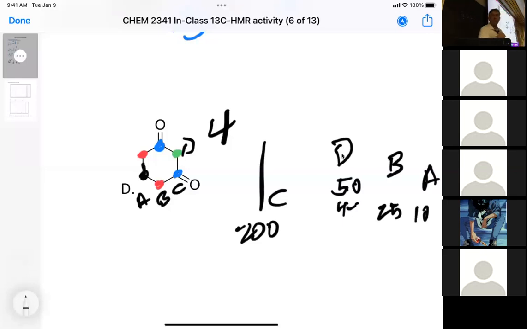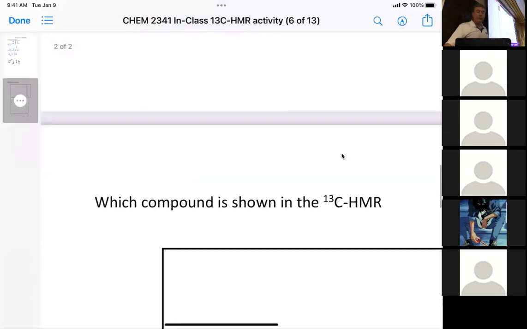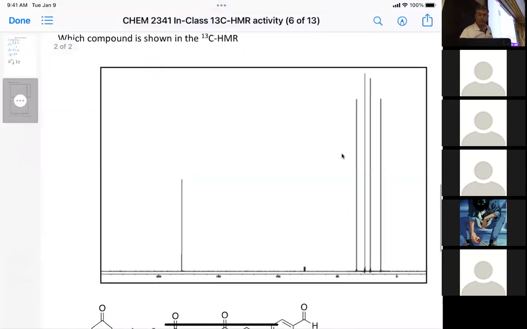Okay. All right. So now let's try it the other way around. Let's look at a spectrum and see what happens. So we don't have to worry about splitting. All we have to worry about is number of signals. And so we have 1 signal, 2 signals, 3 signals, 4 signals, 5 signals. So we're looking for something with 5 signals. But what's special about those signals?